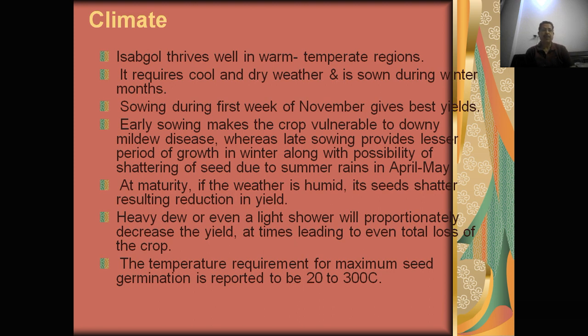At maturity, if the weather is humid, its seeds shatter, resulting in reduction in the yield. Heavy dew or even a light shower will proportionately decrease the yield at times, leading to even total loss of the crop. The temperature requirement for maximum seed germination is 20 to 30 degrees centigrade.